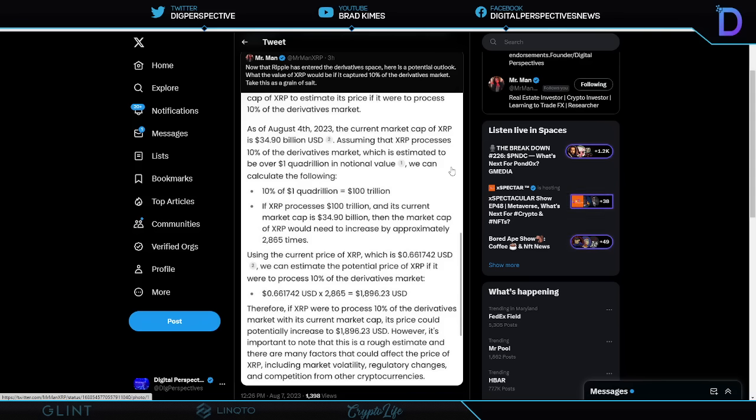Using the current price of XRP, which is at 66 cents at the time of him making this illustration, we can estimate the potential price of XRP if it were to process 10% of the derivatives market. 66 cents times 2,865 times increase would put it at $1,896.23 per XRP. Therefore, if XRP were to process 10% of the derivatives market with its current market cap, its price could potentially increase to $1,896.23 USD. However, it is important to note that it is a rough estimate. There are many factors that could affect the price of XRP, including market volatility, regulatory changes, and competition from other cryptocurrencies. There you have it.